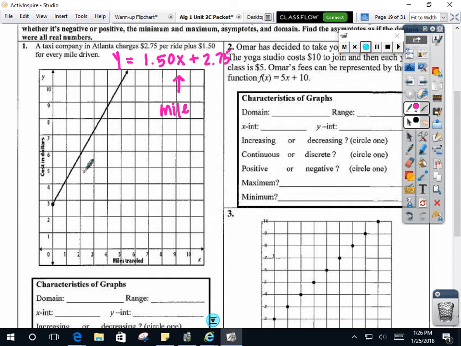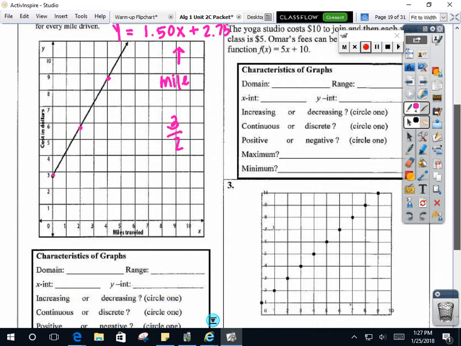Now look at our graph. Doesn't the y-intercept start right below the 3? So that would be 2.75. And then from there, $1.50 is the same thing as 3 over 2 as a fraction. We'll look up 1, 2, 3 over 2. I landed back on the line. 1, 2, 3 over 2. Okay? So we know our equation is okay because it works with the line that's been graphed.